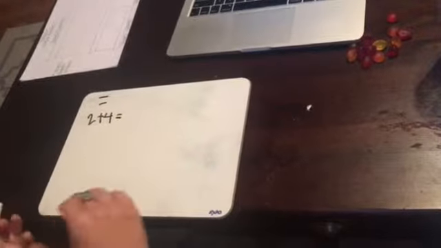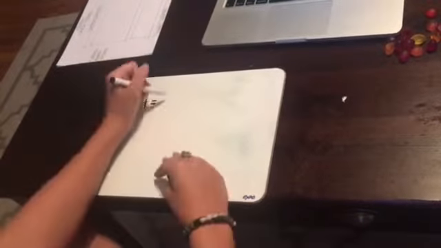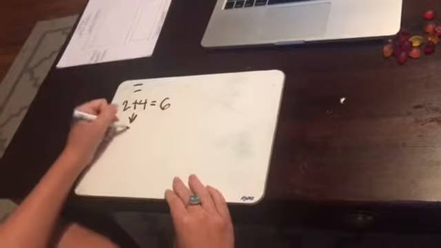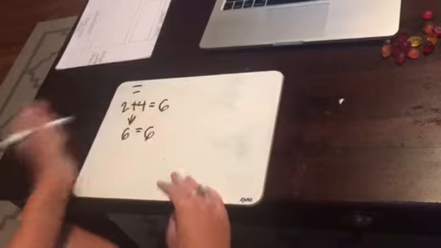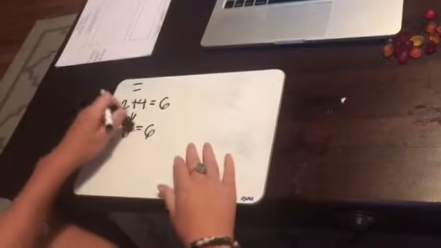What the equal sign means is that it is the equivalent on both sides. So say our answer is 6. If we bring this down, this is also 6. So here we can see that each side of the equal sign is equivalent. So that's what that means.